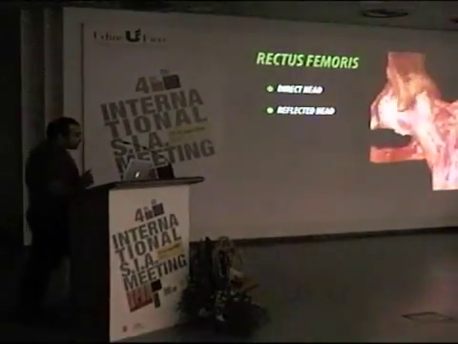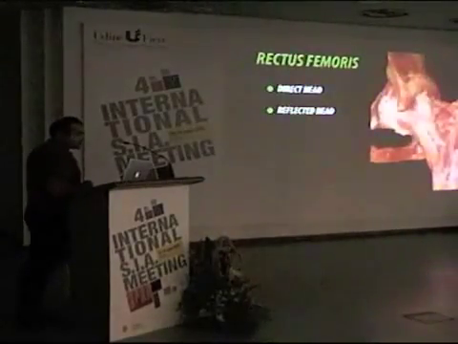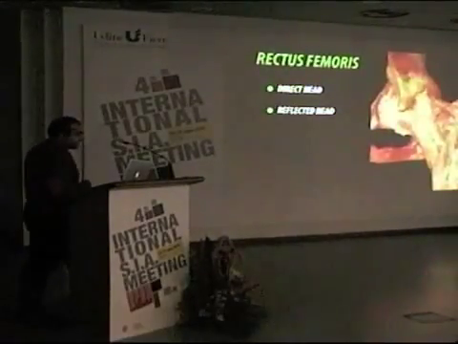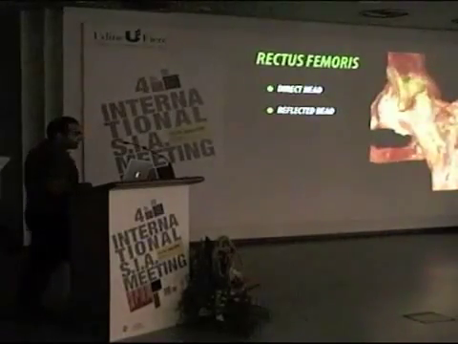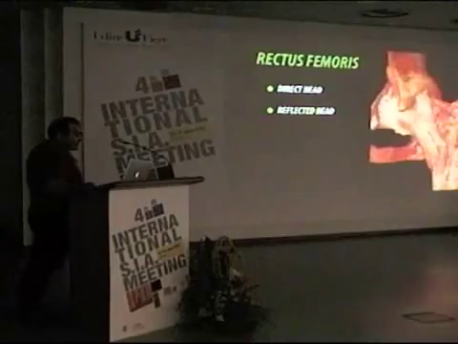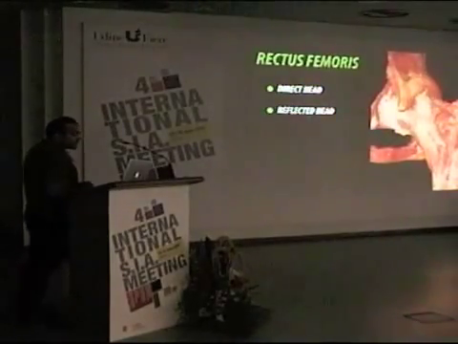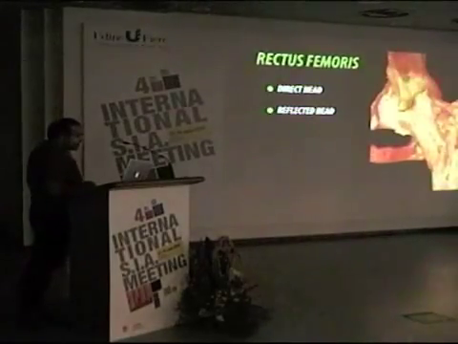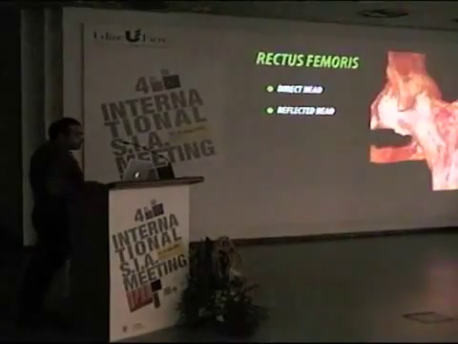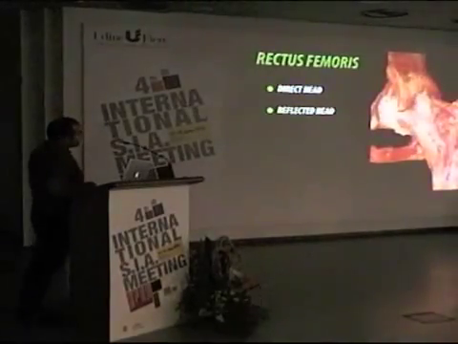Rectus femoris. The rectus femoris muscle is another important structure at this region. It has two heads. The direct head attaches in the anterior inferior iliac spine, and the reflected tendon surrounds the superior acetabular rim. It may sometimes be necessary to cut the reflected head of the rectus femoris to improve access to the acetabulum.